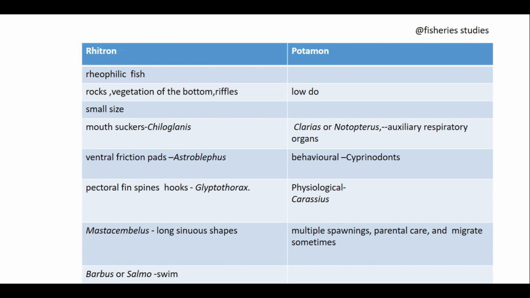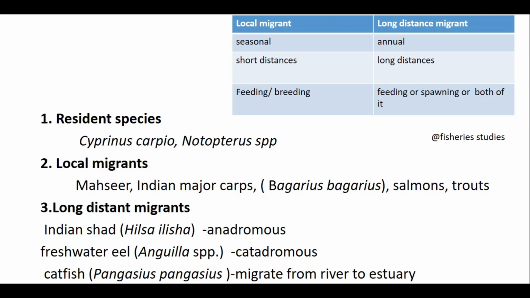Potamon zone has low dissolved oxygen, so fishes present in that area have to tolerate it using accessory respiratory organs in the case of Clarias or Notopterus, behavioral adaptations in the case of Cyprinodon, and physiological adaptations as in the case of Carassius. Potamon fishes have multiple spawnings and parental care. They migrate when the water in that area becomes dry. There are three different categories of fishes present in that area.